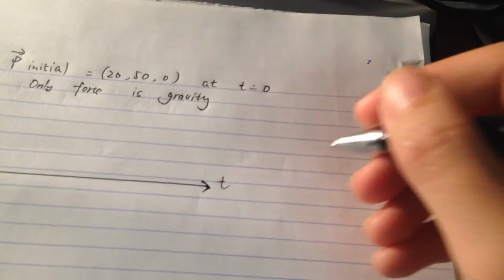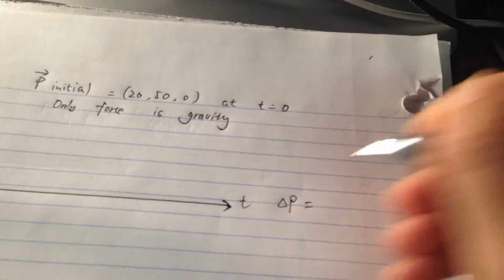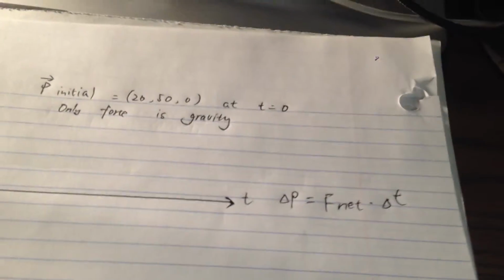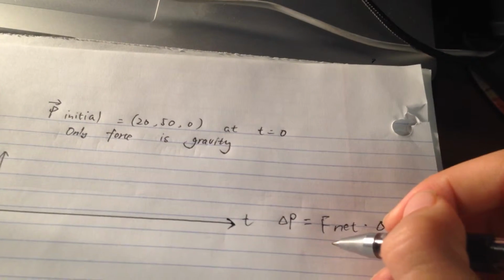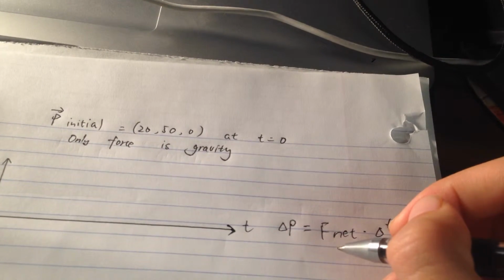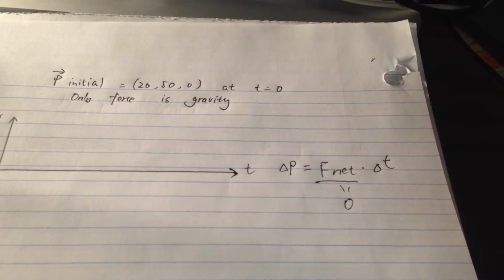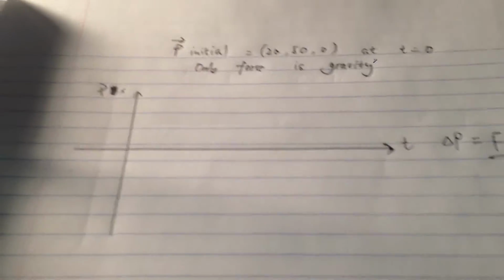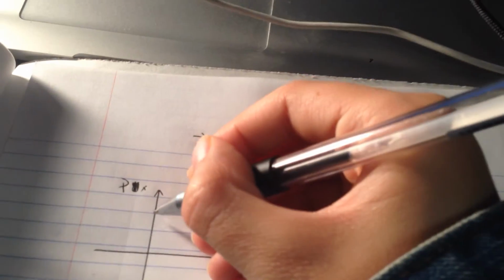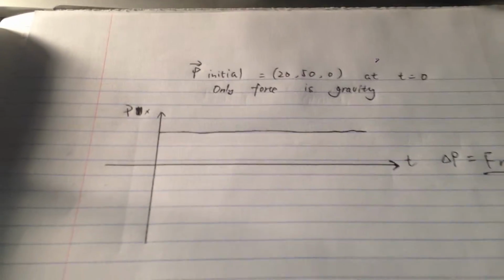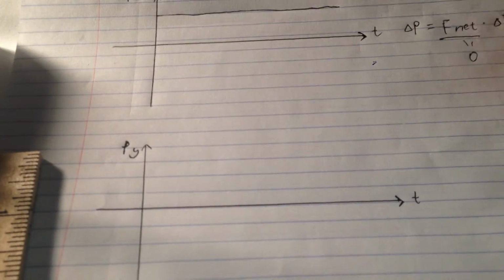However, according to the momentum principle, which states that the change of momentum equals the net force times the time interval, and in this situation the boat experiences no net force in the x direction, which means the net force equals 0. So the change of momentum should also equal 0. It begins with a positive momentum, so we can draw a straight line above the x-axis to demonstrate this.